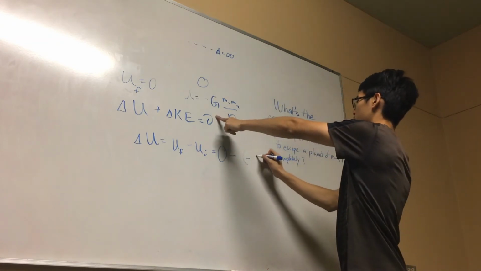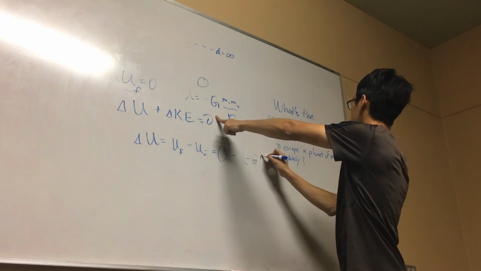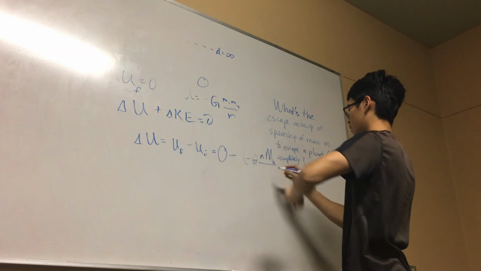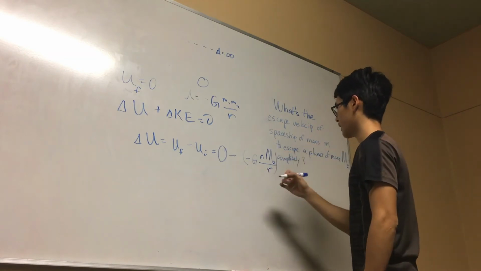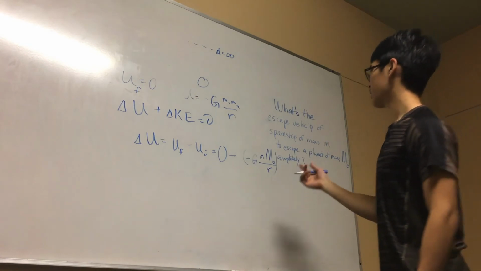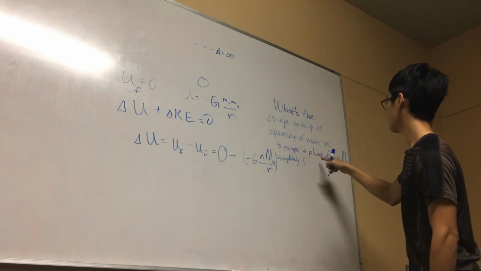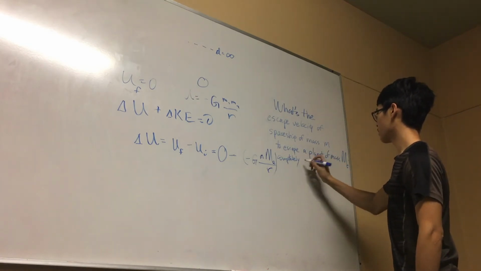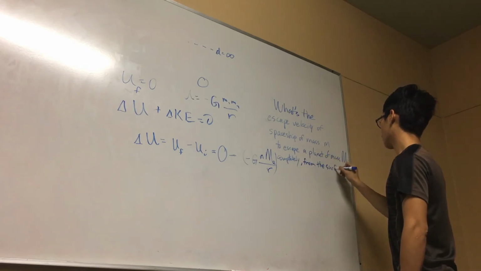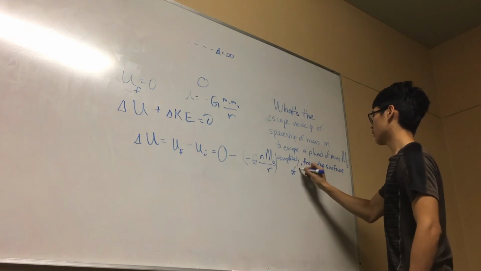I'm just going to copy this equation again. G times mass of the spaceship times mass of Earth, we call it Earth, divided by R, some R that it's originally at. Okay, I'll call it from the surface, to escape completely from the surface of the planet.